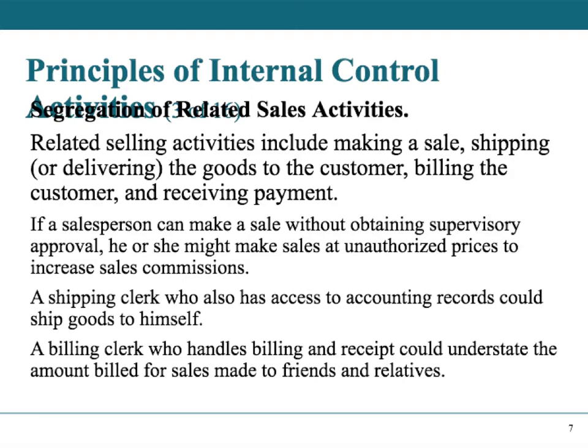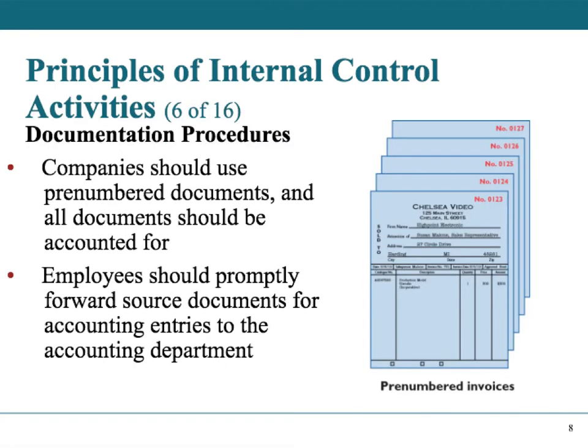Again, you need to have separate individuals responsible for these activities. And again, another example: a salesperson can make a sale without obtaining supervisory approval. He can make a sale at unauthorized prices to increase sales commission. Or a shipping clerk who also has access to accounting records can ship the goods to himself. How wonderful is that? A billing clerk who handles billing and receipts could understate the amount billed for sales made to friends and relatives.